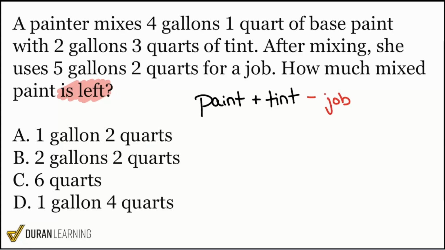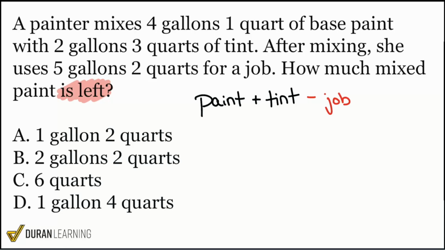And there we are. So everyone, with that said, is it understandable that, again, before we get into the unit conversions, this is a pretty straightforward question? We're going to add the paint and the tint together because that's going to give us the mixture. And then from there, we just subtract how much we used for the job. Yeah, and there we go. There we are. So now let's go ahead and do the math.